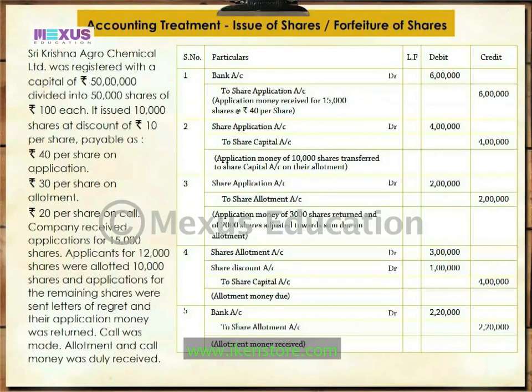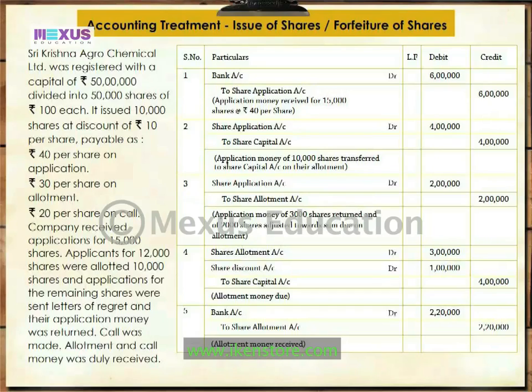The company received applications for 15,000 shares. Applicants for 12,000 shares were allotted 10,000 shares, and applications for the remaining shares were sent letters of regret and their application money was returned.